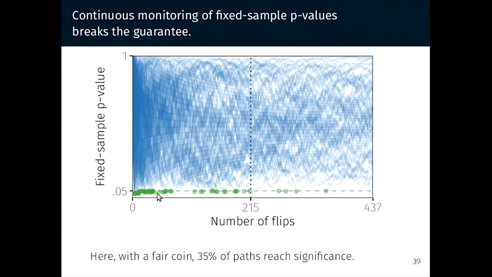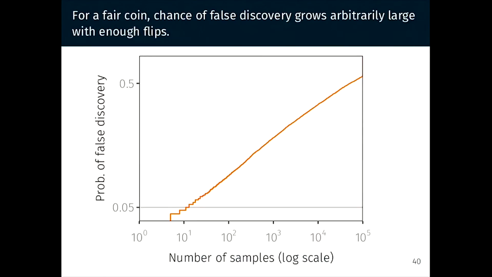And now there's lots of these paths that cross 0.05 at some point, and we stop the test and declare a discovery. In this case, I had 200 simulated paths. 35% of them reach significance at some point. So 35% of them now, with this fair coin, we're declaring that the coin is biased. So our chance of false discovery has gone from 5% up to 35%, which is very bad. We've completely lost the guarantee. And you might be wondering, well, how bad can this get? And the answer is, as bad as you want it to be.